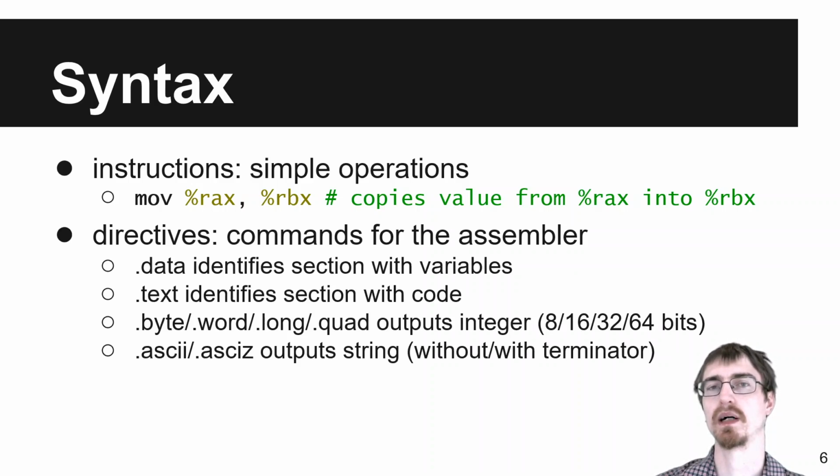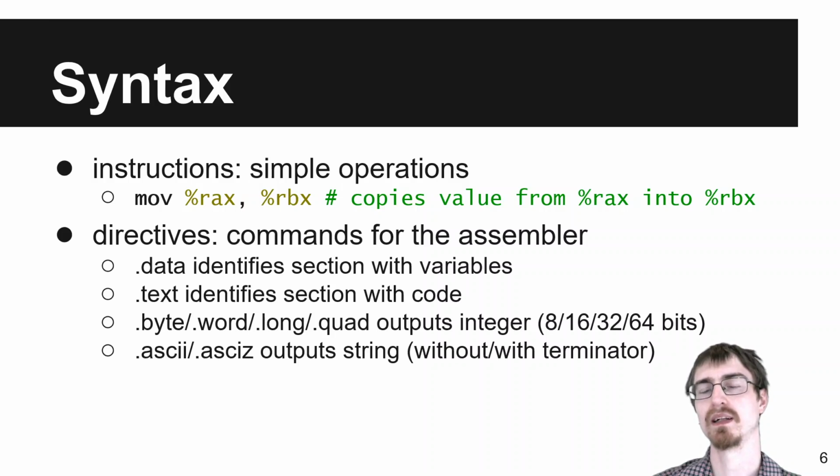Another thing that you might encounter in assembly code are directives. Now these are commands not for the CPU, but for the assembler itself. For example, we might specify which section we are in. If we have an executable file, it consists of sections, and the different sections have different permissions.